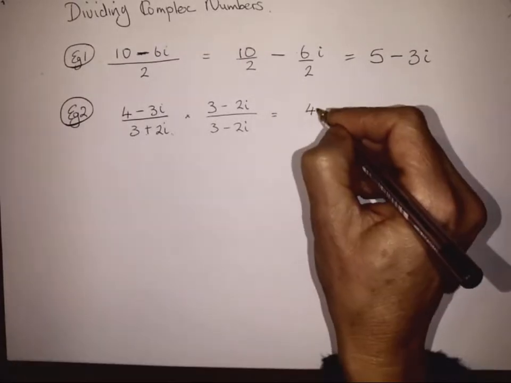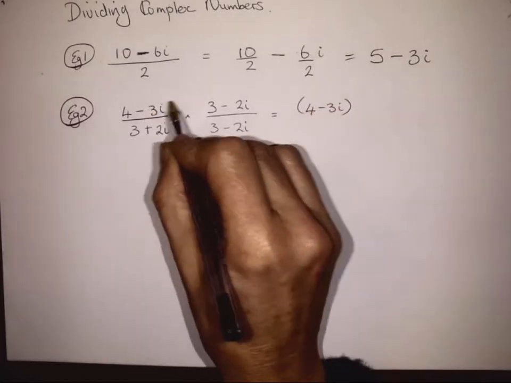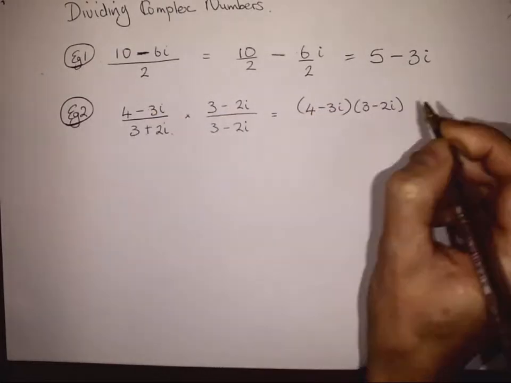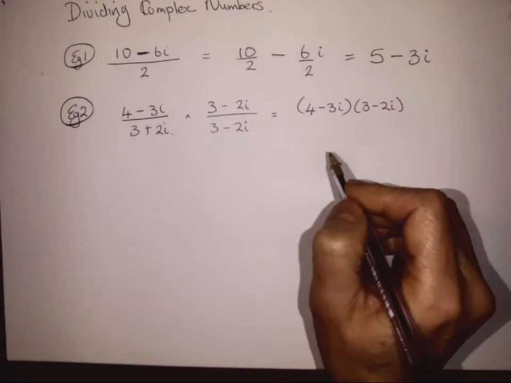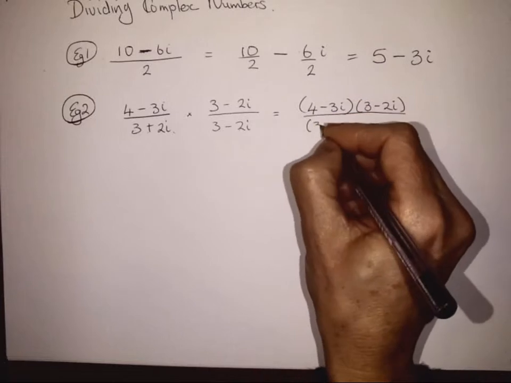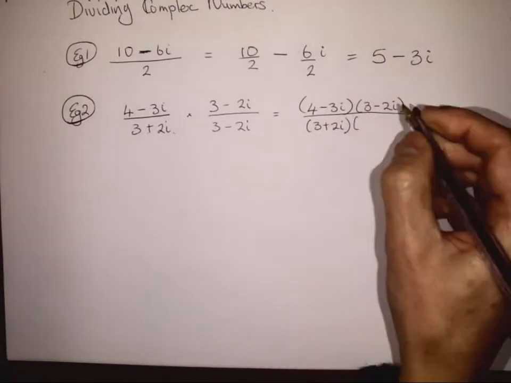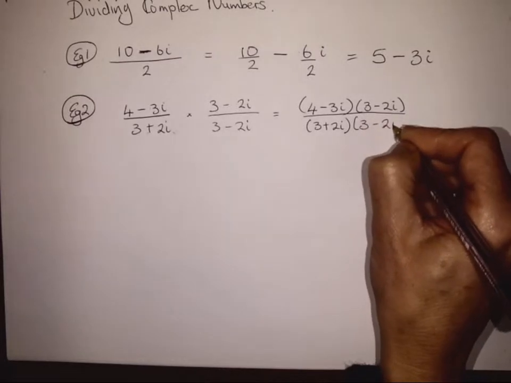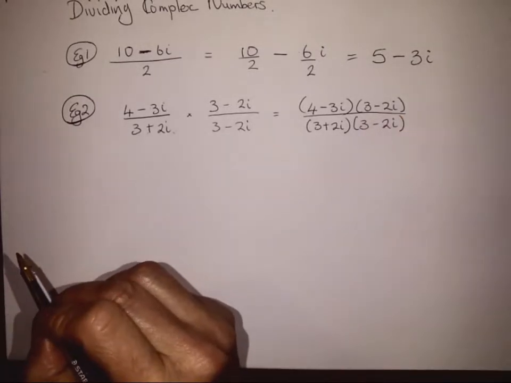So that means now the 4 minus 3i is going to be multiplied by the 3 minus 2i, and I'm putting it inside brackets because it's easier to keep track of it. And below the line, 3 plus 2i is multiplied by its complex conjugate, 3 minus 2i. Okay, so this is what we have to do.